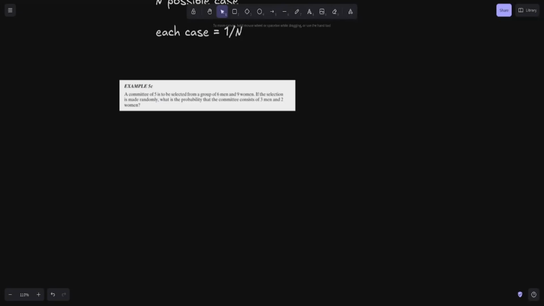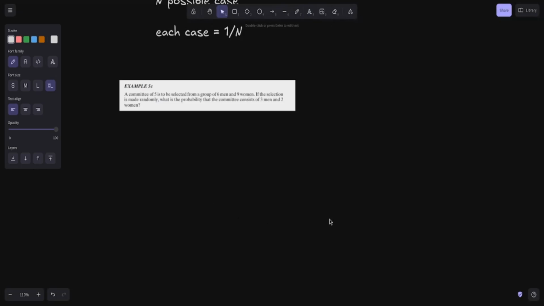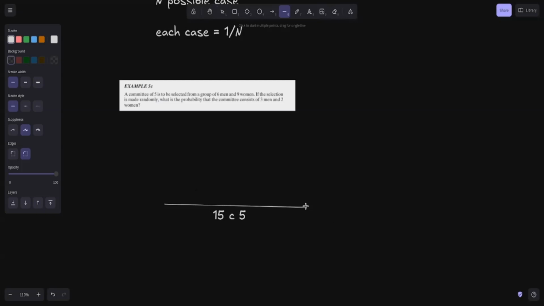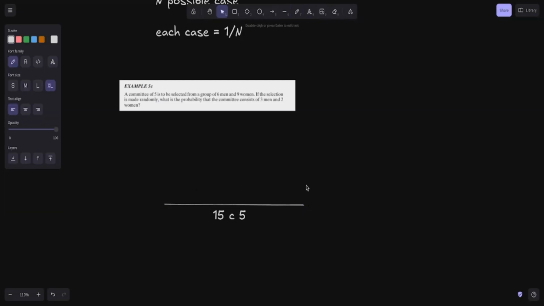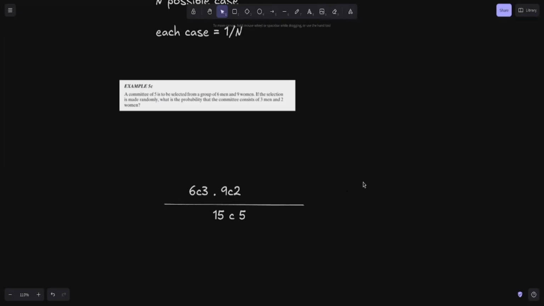Okay, let's solve the first sum. It says a committee of 5 is to be selected from a group of 6 men and 9 women. If the selection is made randomly, what is the probability that it consists of 3 men and 2 women? So what is our denominator? From 6 men and 9 women, that is 15, I have to choose 5 people. So this is our denominator. What is our numerator now? Out of 6 men, I have to choose 3, into out of 9 women, I have to choose 2. So this is the answer. It is as simple as this. This was just a one-line answer and nothing else.